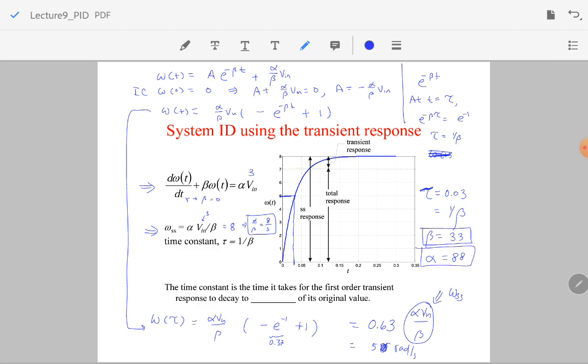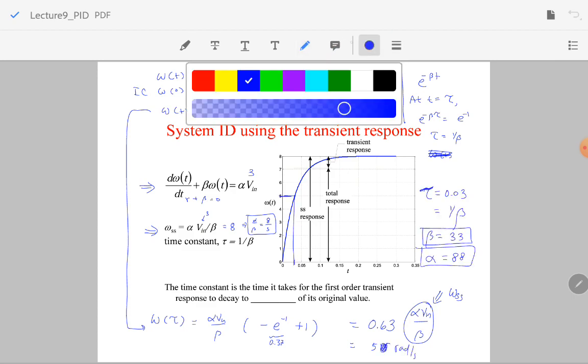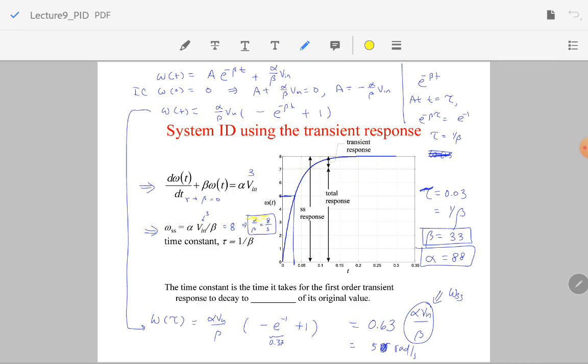Where did I get that from? I'll highlight the part. Can you figure that out? Right here, I found from the steady state value, alpha over beta is equal to 8 over 3. So now, should we answer this question?